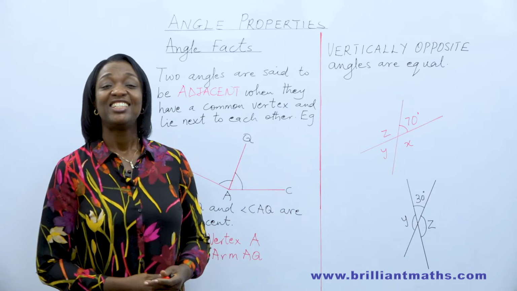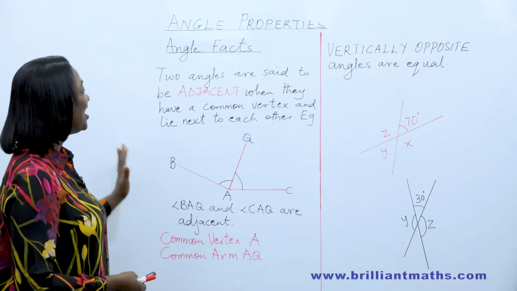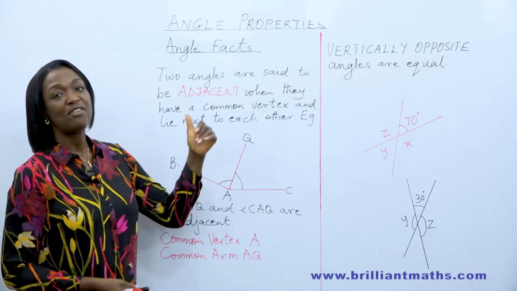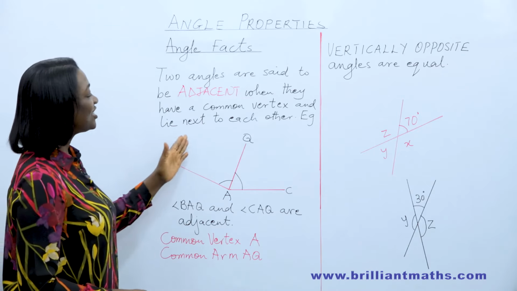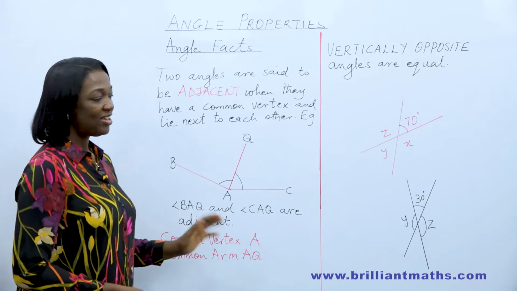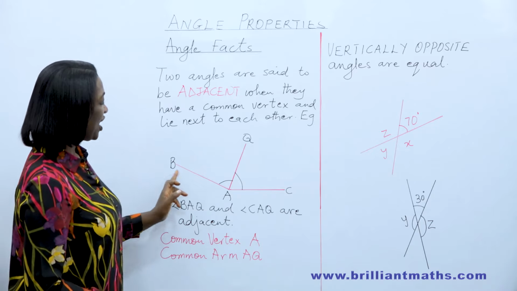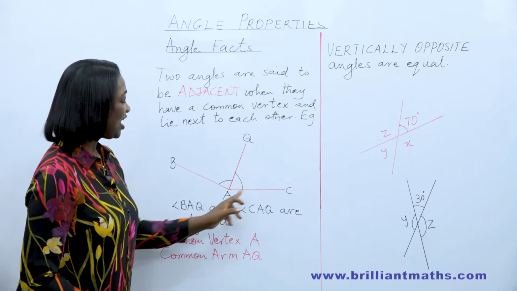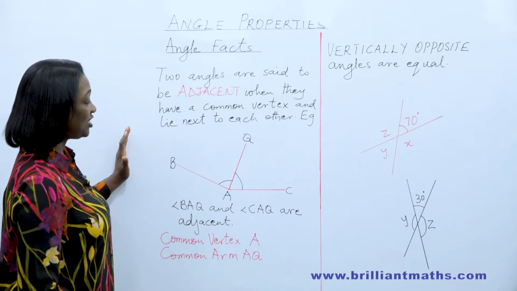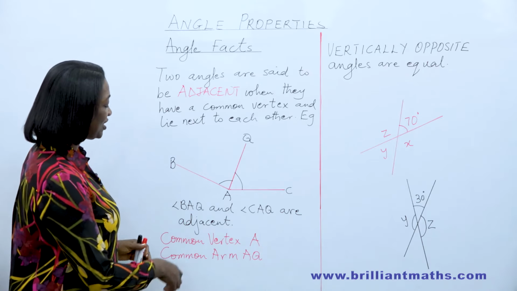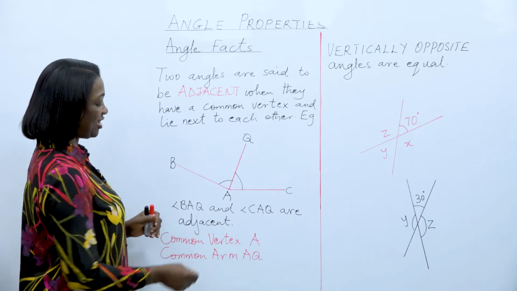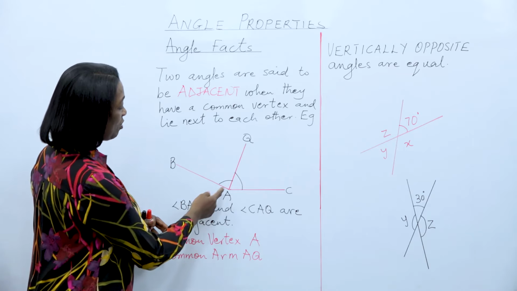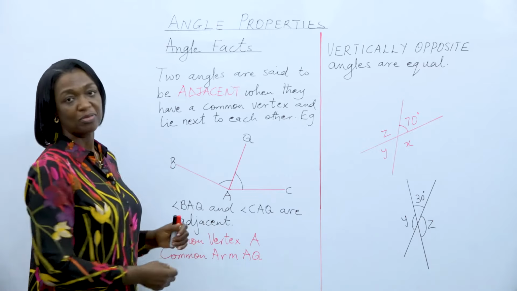Still looking at angle facts. Two angles are said to be adjacent when they have a common vertex and the line next to each other. So we have angle BAQ and angle CAQ. They are adjacent angles because they have a common vertex A, and they also have a common arm. The common arm is AQ.